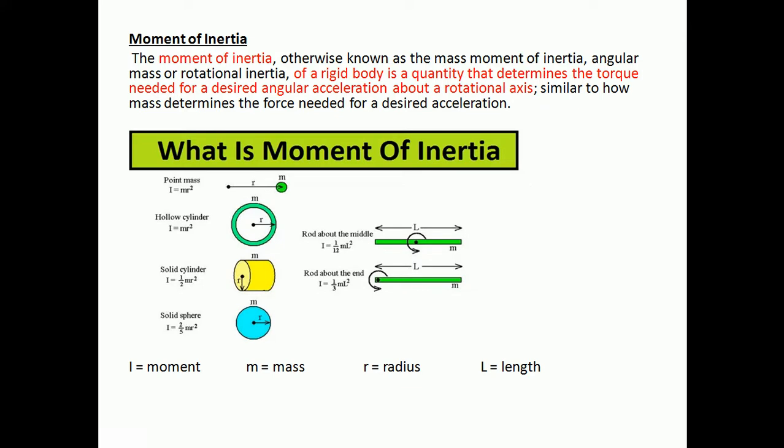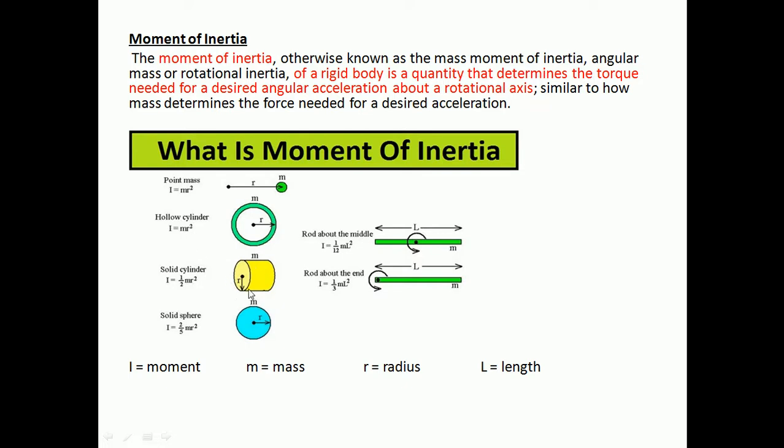Okay? But in the case of a point, suppose there is a small point at a distance of r, how do we calculate the moment of inertia, which is represented by I? I is equal to mass multiplied by the radius square. This is the case to calculate the moment of inertia in the case of a point. In the case of a hollow cylinder, the moment of inertia is calculated by mass multiplied by the radius square.